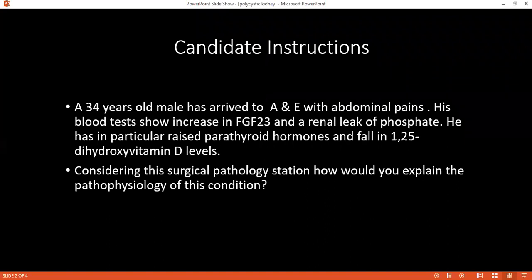Okay, because of the enlargement, the cyst leads to stretch of the renal capsule, and it could be due to dragging of the enlarged cyst on the pedicle. And why does the patient have raised parathyroid hormone and a fall in 1,25-dihydroxy vitamin D levels?